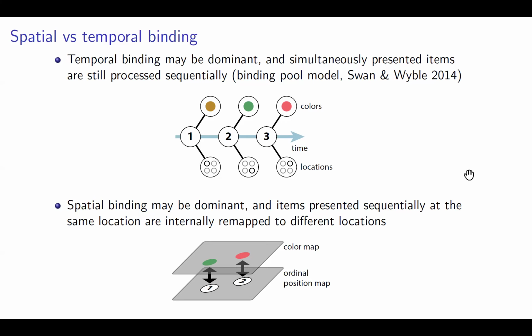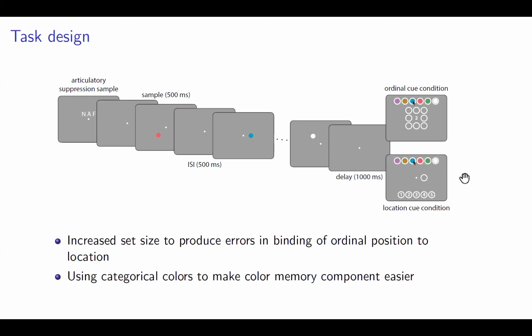Okay, so to distinguish between these two possibilities, or to tell apart the contributions of time and space, we did a third experiment in which we directly probed the binding of color to ordinal position and location. It's again a recall task where participants view a sequence of stimuli, not just color disks.